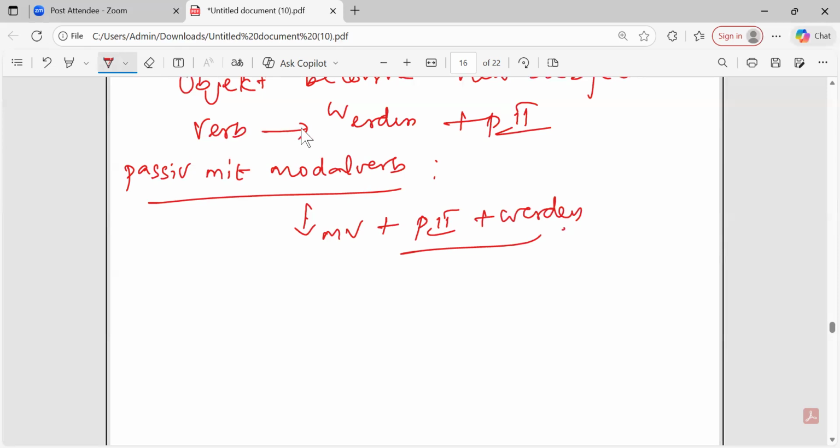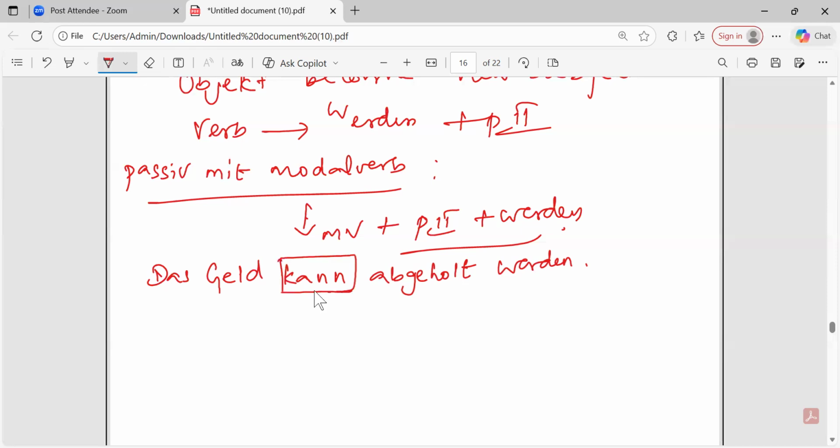For example, Das Geld kann abgeholt werden. So the modal verb is kann, right? The participle is abgeholt. Werden is the infinitive form. So, the money can be collected. Like we say in Tamil, the money can be taken.